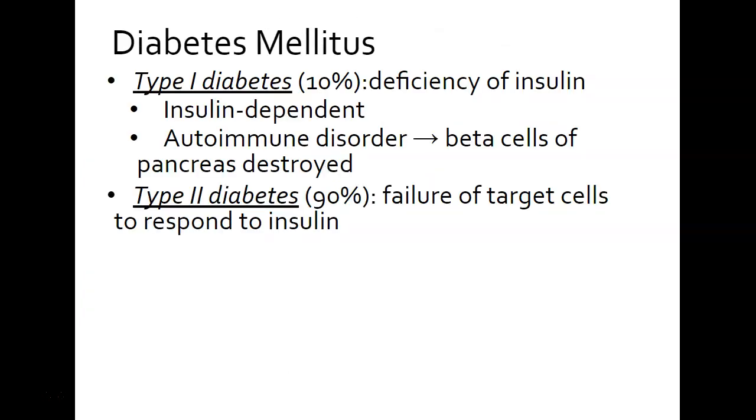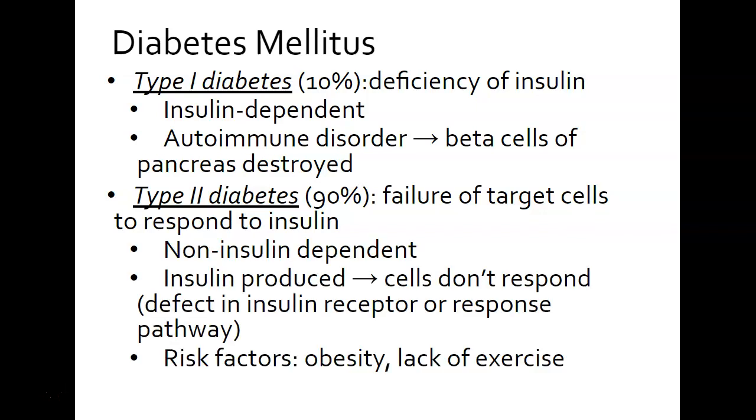Whereas type 2 diabetes affects 90% of the population, and that's really a receptor problem. It's called non-insulin dependent because it really doesn't depend on the production of insulin. Your beta cells are still functioning properly and releasing insulin. The problem is that the target cells don't actually respond to it. So insulin is made, but the cells don't respond. So this is a receptor signaling problem. Obesity and lack of exercise are examples of risk factors that could lead to that.